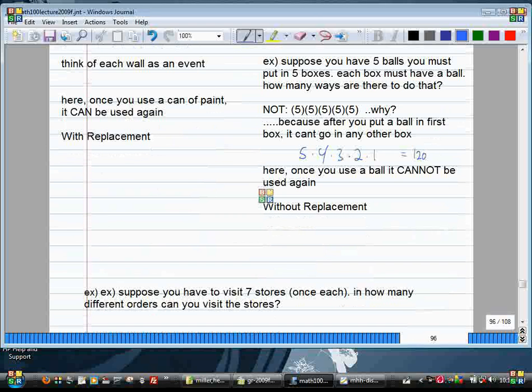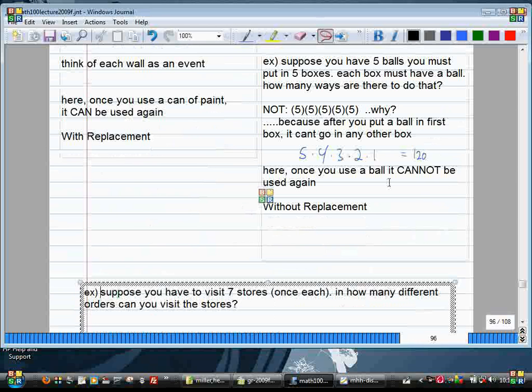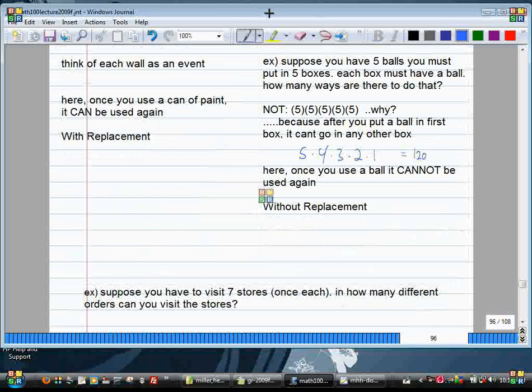Okay. So here's an example. Suppose you have to visit 7 stores once each. In how many different orders can you visit the stores? Well, how many different events are there? There's 7 events. So how many choices are there for the first event? 7. And how many choices are there for the next event? 6. And then 5, 4, 3, 2, 1. And what do we do with these numbers? We multiply.